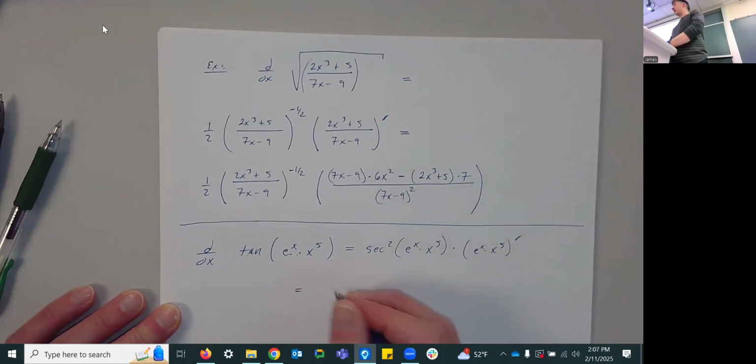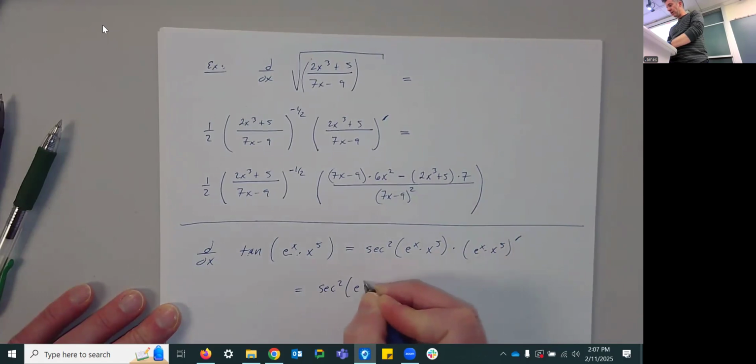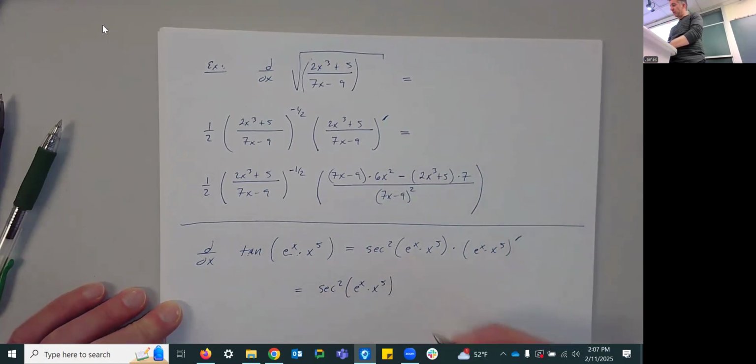And you can skip that, right? You don't have to do this intermediate step that I'm doing. Just sometimes it's convenient or comfortable to do so. So I've got secant squared of e to the x times x to the 5th, which I probably normally would write as x to the 5th times e to the x, but I didn't.